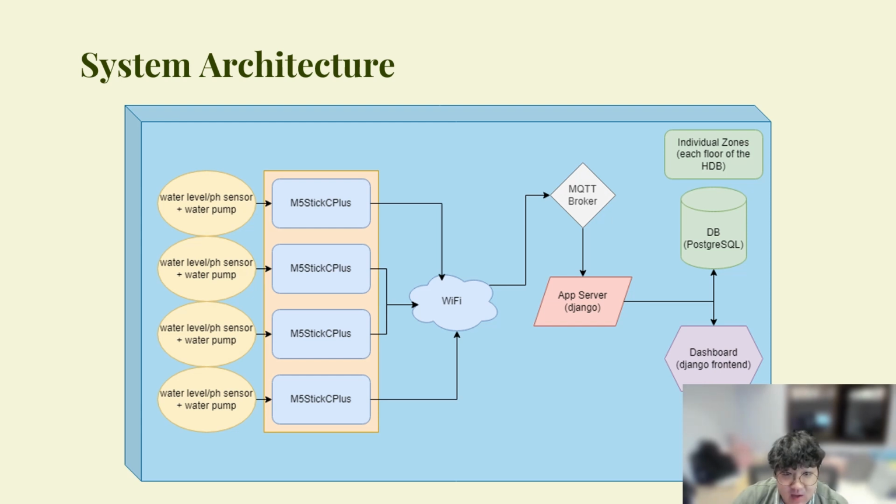On the other side of the MQTT broker, we have our application server, which is built on Django. This server is responsible for processing the data received from the MQTT broker and then sends it into our Postgres database. This database is robust and scalable, ensuring that we can handle high volumes of data that comes from the various individual zones, which will each represent a floor of our HDB building.